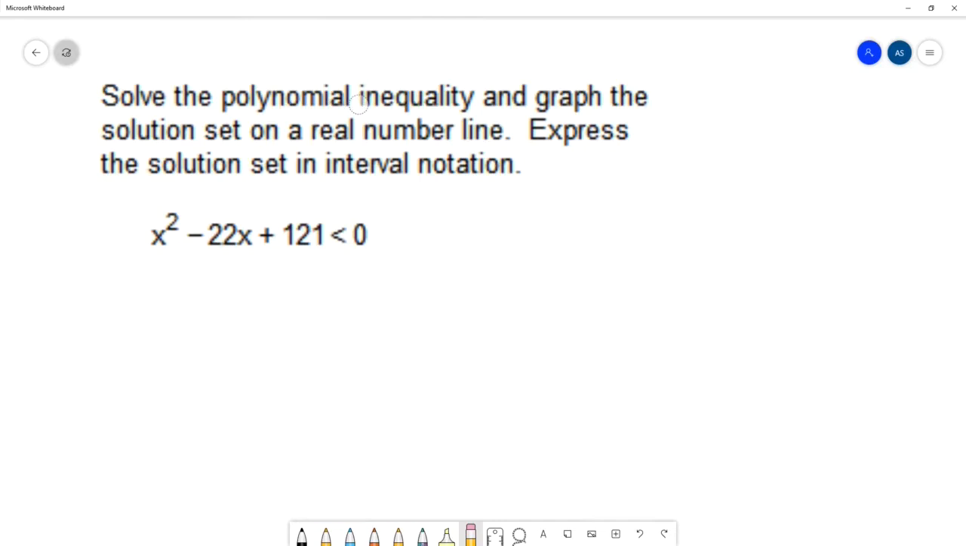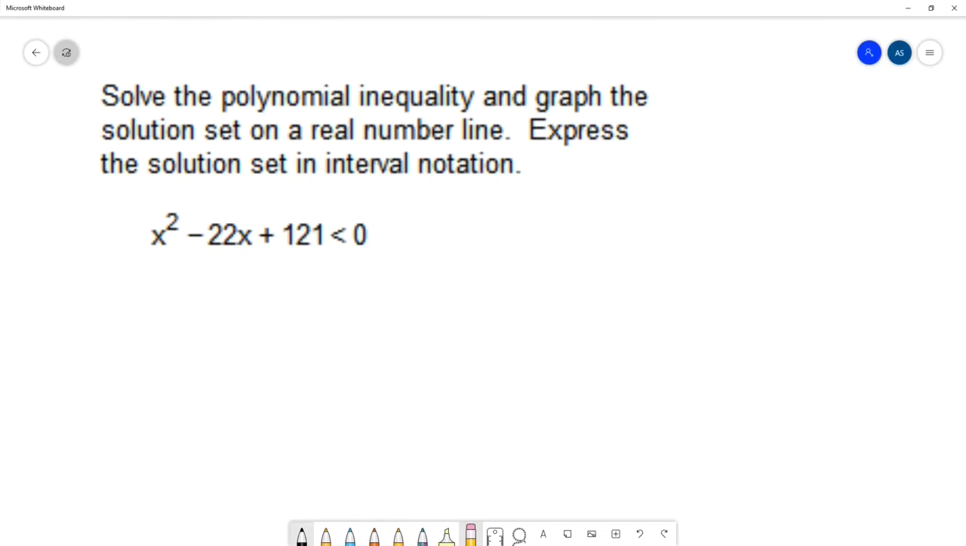Solve the polynomial inequality and graph the solution set on a real number line. Express the solution set in interval notation. We have this polynomial inequality. The polynomial is x squared minus 22x plus 121, and then our inequality is less than 0.